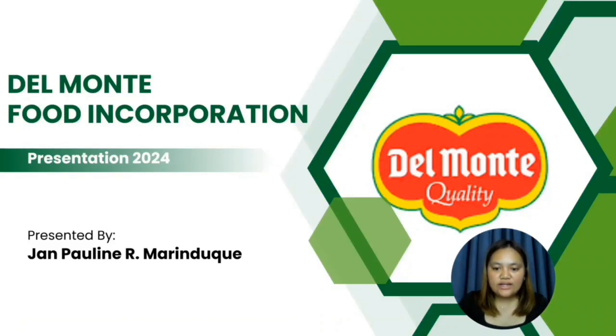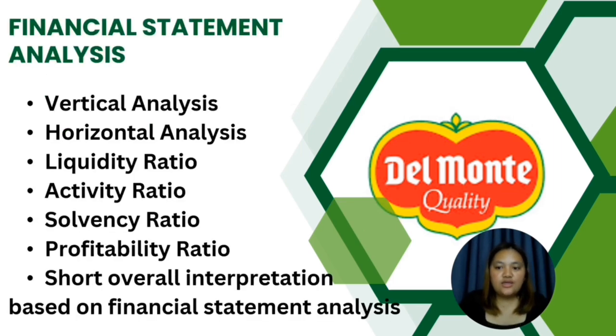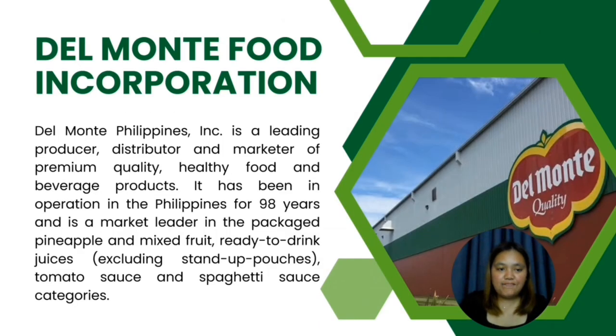Before I start, let me introduce myself first. I am John Pauline R. Marindoki and our group chose the Del Monte Food Incorporation. Our video will contain the vertical analysis, horizontal analysis, liquidity ratio, activity ratio, solvency ratio, profitability ratio, and an overall interpretation based on financial statement analysis. But I will tackle only the vertical analysis.